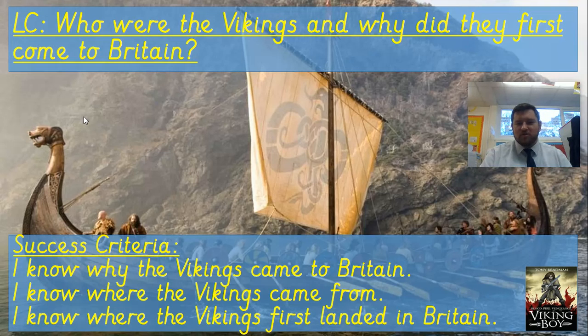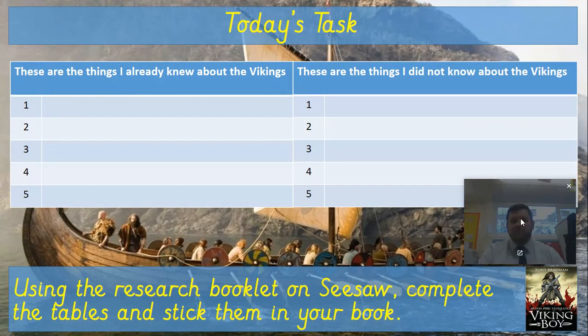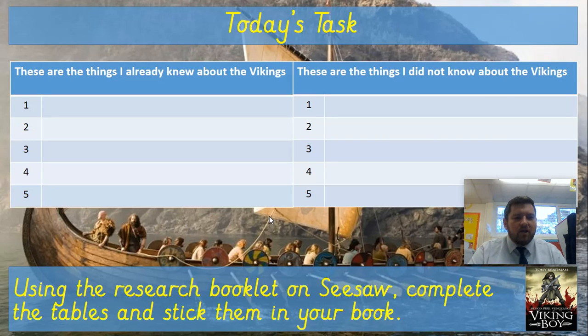And now I'm going to show you the task. So this is what the task looks like. Very simple. It's a table. There are two sides to the table. On the left-hand side, you can see it says, these are the things I already knew about the Vikings. So this part of your task I want you to do before you've even looked on Seesaw. There are, I think, 8 boxes on your sheet. I know there are 5 on here.